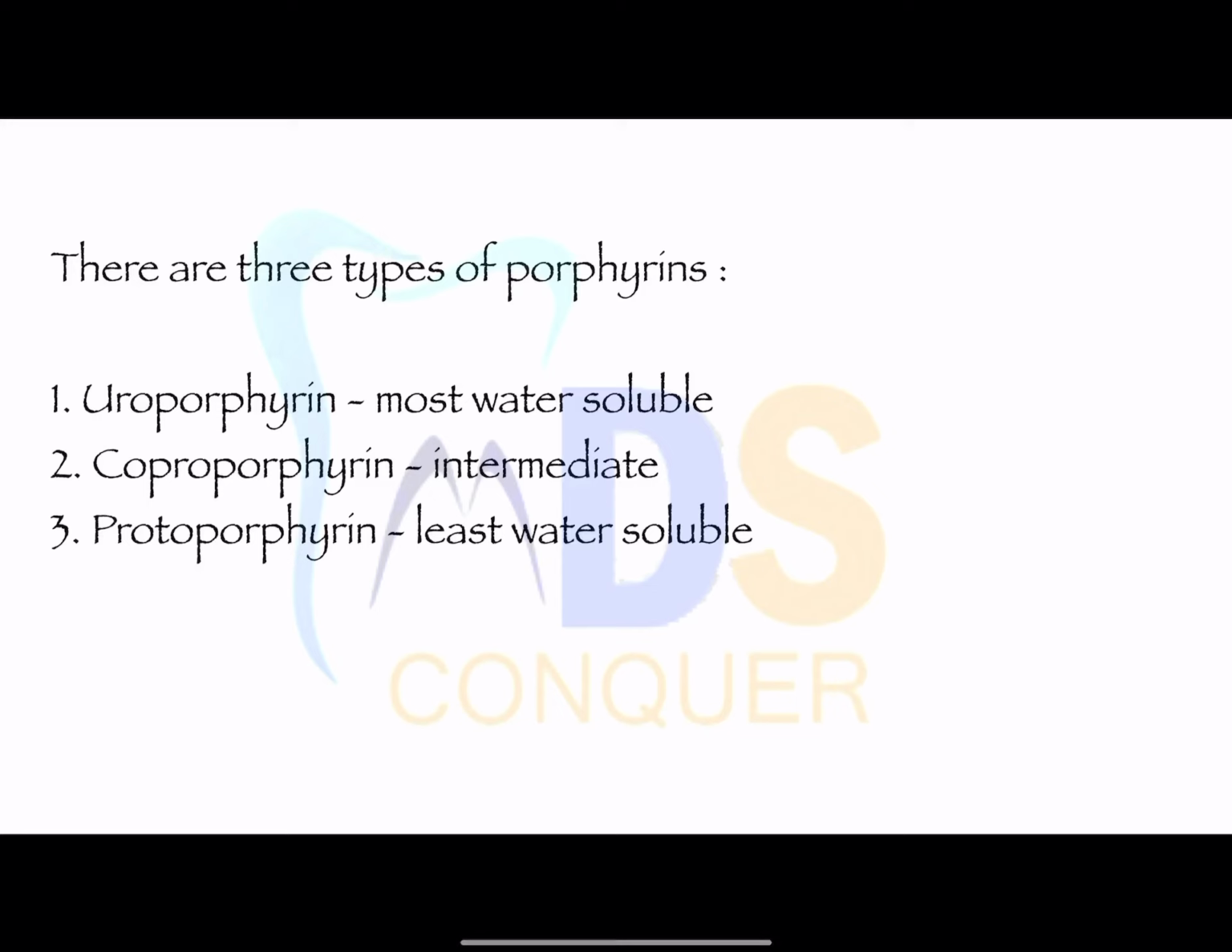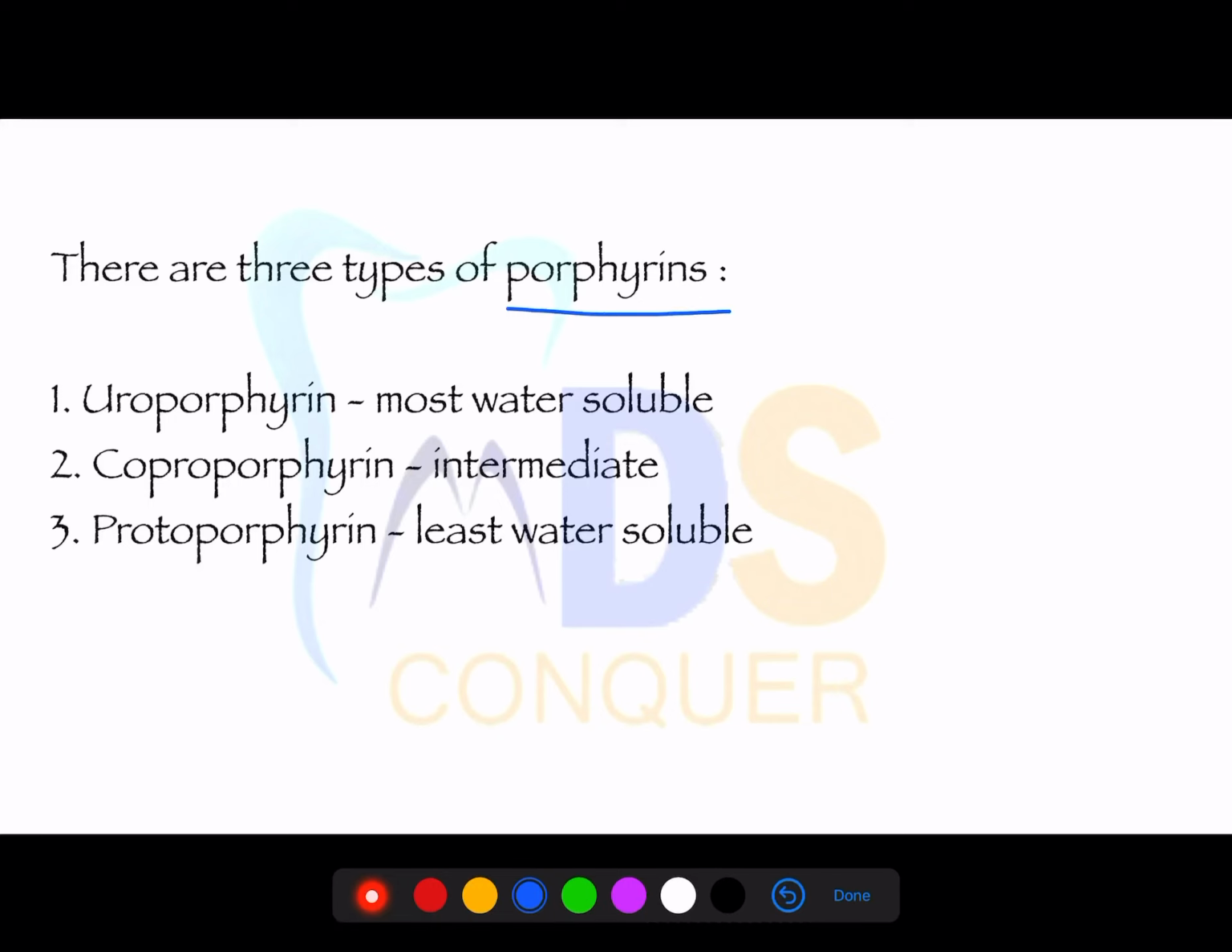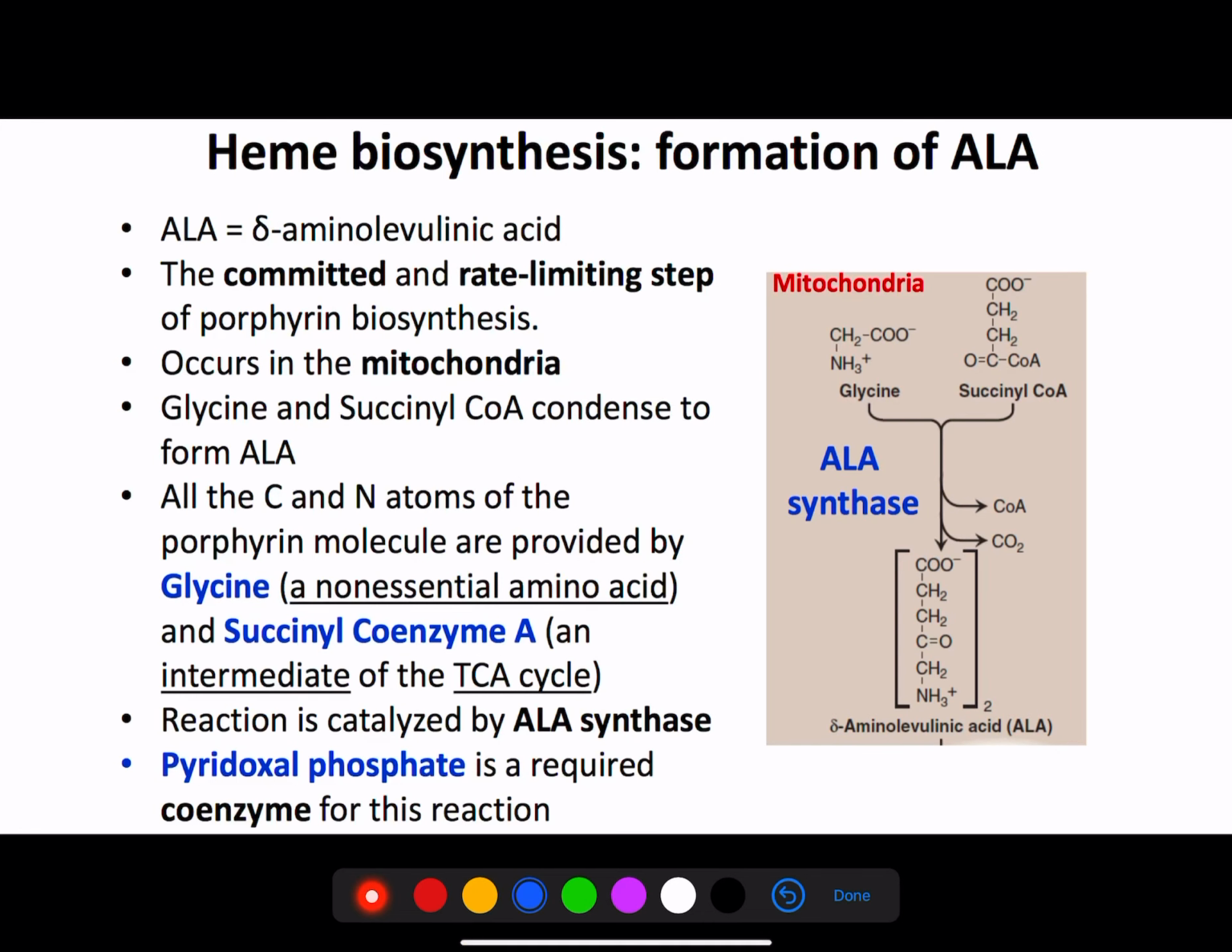Hope you remember that we have discussed the three types of porphyrins, out of which uro is most important. They have asked a question like which is the most soluble porphyrin, that is uroporphyrin. The least is proto.